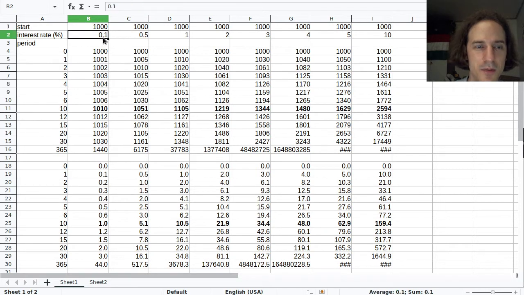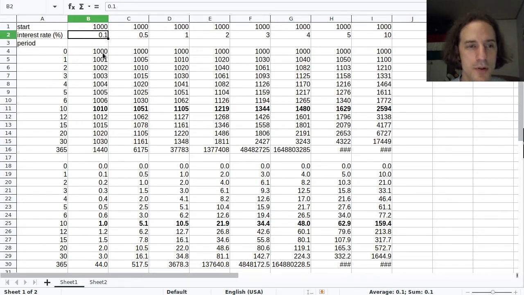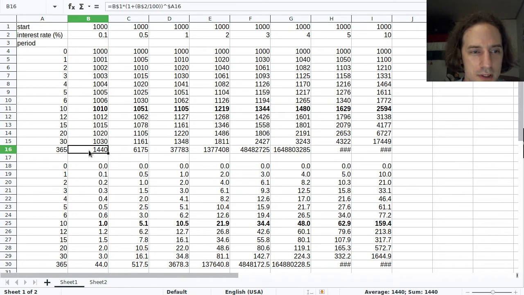And so of course if you have 0.1%, then it starts to compound very slowly. If you have 1%, it's compounding a little faster. But what is really important here is that this period could be anything. So if it's a daily interest rate, so every day you get 0.1%, then how much would you get after 1 year? You don't just get 36.5%, you get 44%.